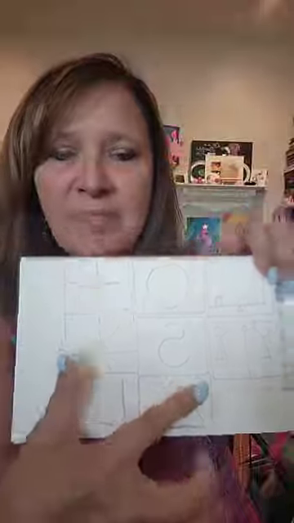I shared 8 different types of composition, and all of these kind of represent just a way to organize the elements that you put onto a piece of paper, a canvas, or whatever it is.